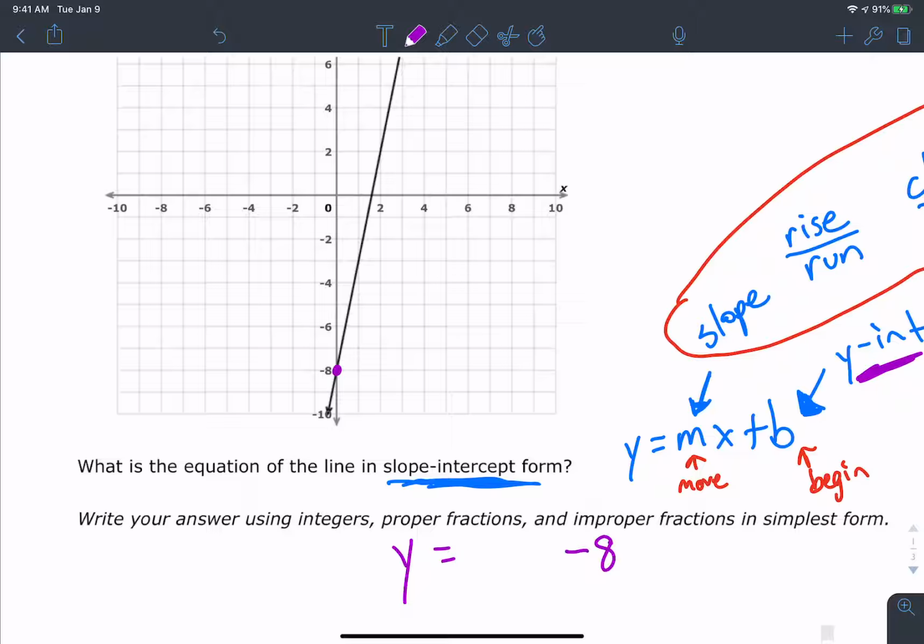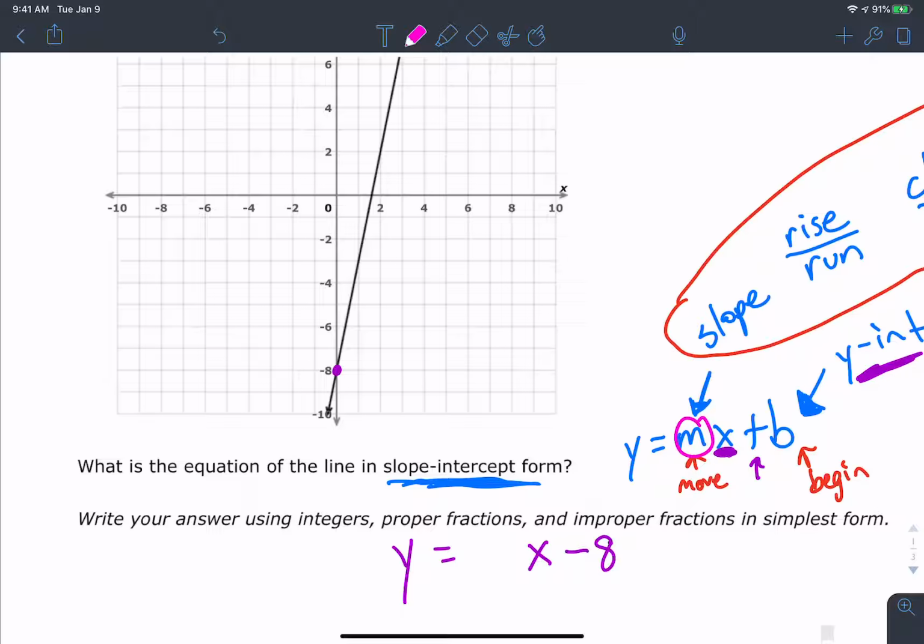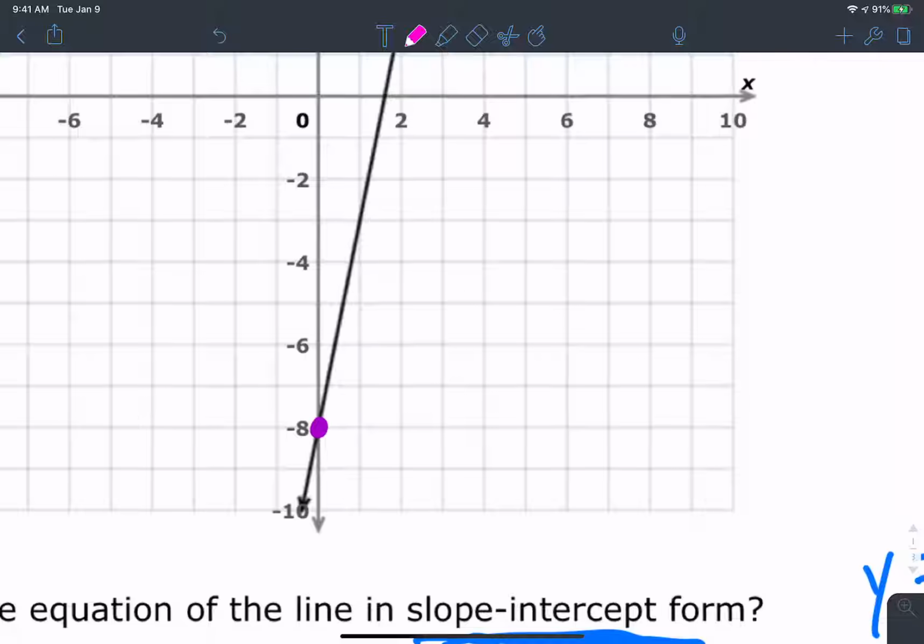In front of that, I know that I need an x, and the b would be whatever sign it is: positive if it's a positive y-intercept, negative if it's negative. Now we just need to calculate our m, our rise over our run, to know what number goes in front of x. So I have to find another point. I know this could be the hard part sometimes.